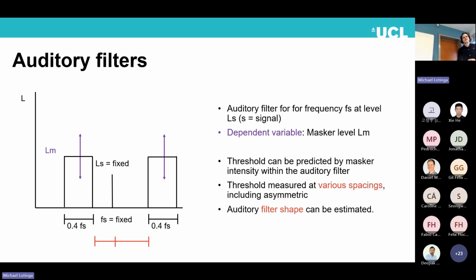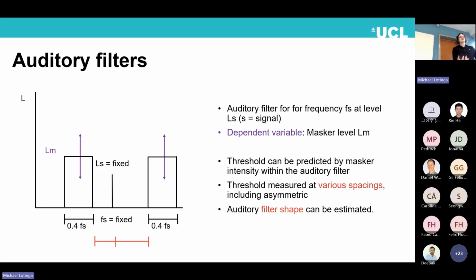So you would have no spacing at all. That gives you how efficient you are in detecting the pure tone in noise. Then you could increase it a bit, and you need a higher masker level the more you increase the notch, because you have less falling into that auditory filter. And by having those spacings not just symmetric but asymmetric, you get information on how steep the filter is towards lower frequencies and how steep that filter is towards higher frequencies.